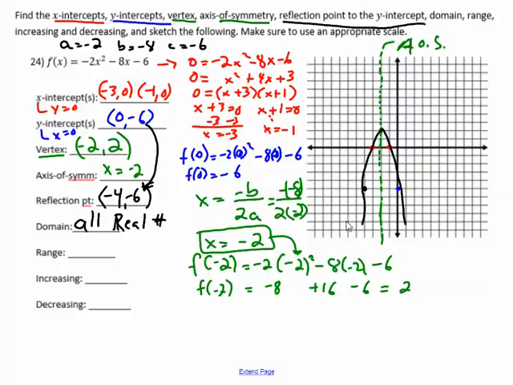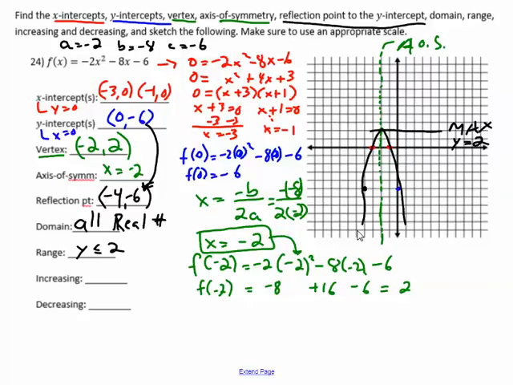Range is my y values. In fact, here's my max value. Max at y equals 2. There's my max value. So my range has to be y less than or equal to 2, because we could get up to that 2. The parabola includes that point.